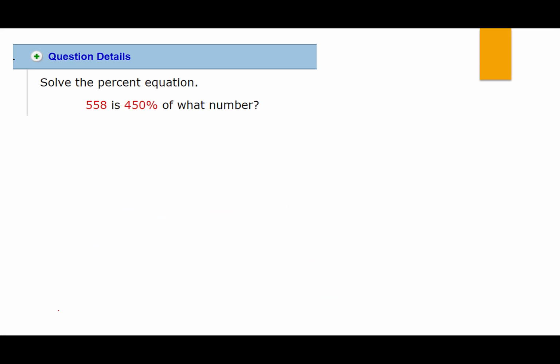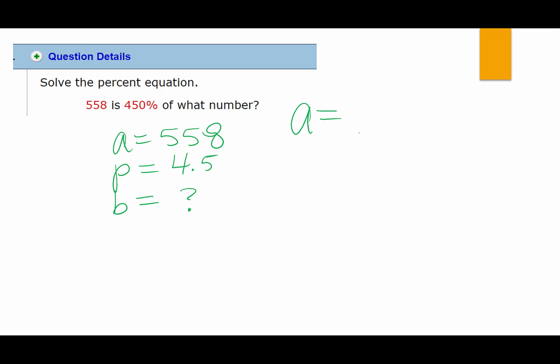Okay, here's another example to try. It says 558 is 450% of what number? Okay, so do you see the way we read this, that 558, that is part of a number. We're looking for that number. It said of what number? And so A will be 558. P will change 450% to the decimal 4.5, and B is our whole, which is what's unknown right now. That percent equation is A equals P times B. So now we'll just plug in our values.